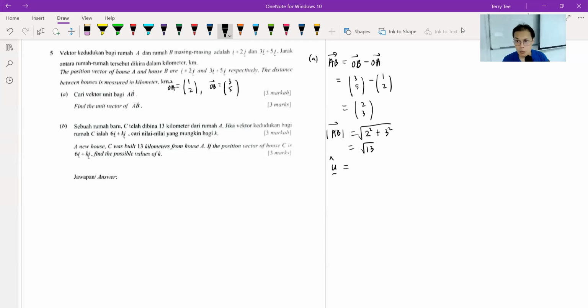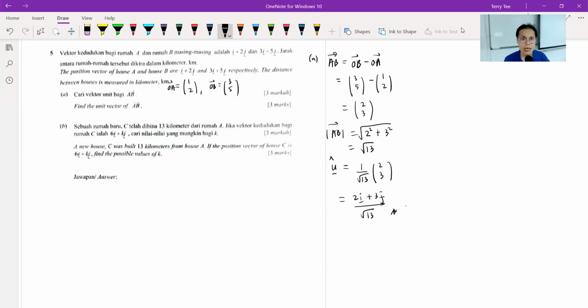The unit vector of AB, we can write with a U and a cap. This is the notation for unit vector. But if you don't want to write that, it's okay, we can just write unit vector. Now, we take this vector (2, 3) and divide by its magnitude. Normally we don't divide by square root 13 like this. Instead, we multiply with 1 over square root 13. So there you go, that's your answer. If you want to write in ij form, you can. This would be 2i plus 3j over square root 13. Okay, so that's part A.